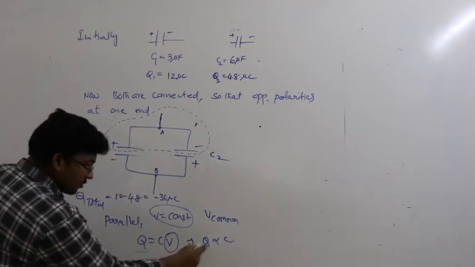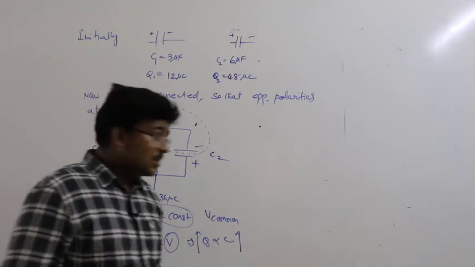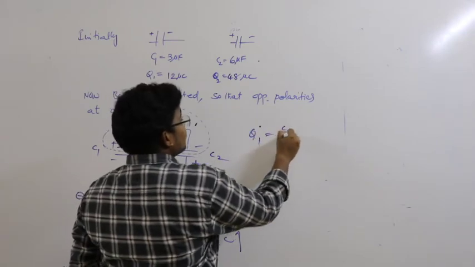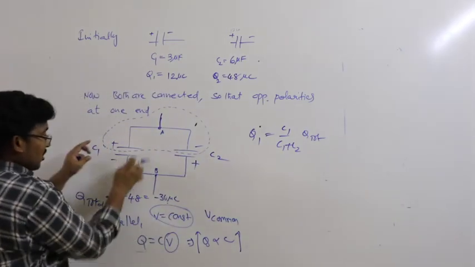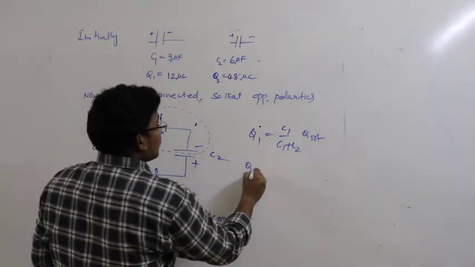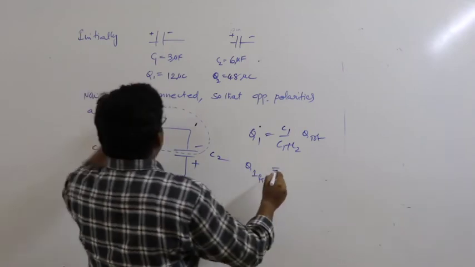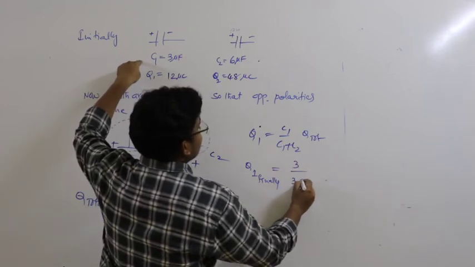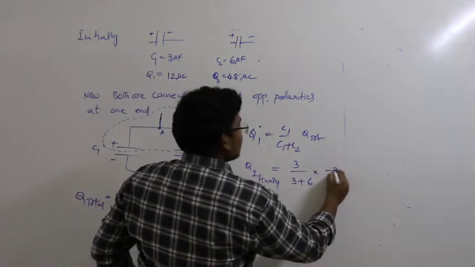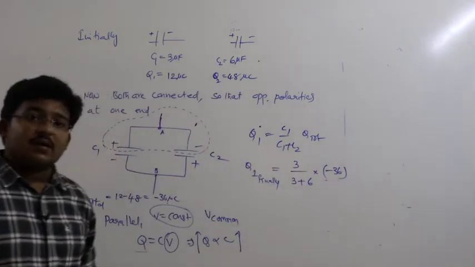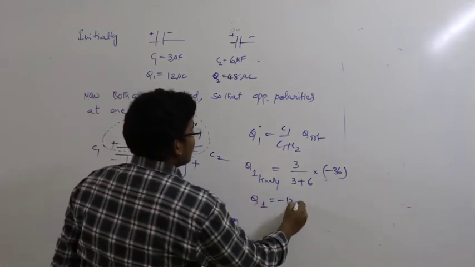Q is directly proportional to C, as the more capacitance, the more charge it will take. We know the formula: Q1 is equal to C1 by C1 plus C2 into the total charge, right? Now Q1 means the final charge on the first one. So Q on the first one finally is equal to, what is C1? C1 value is 3, C2 value is 6, into what is the total charge of the connection? Minus 36. So it is 3 by 9, it is 1 by 3. What is the total charge on the first one finally? Minus 12 microcoulombs.